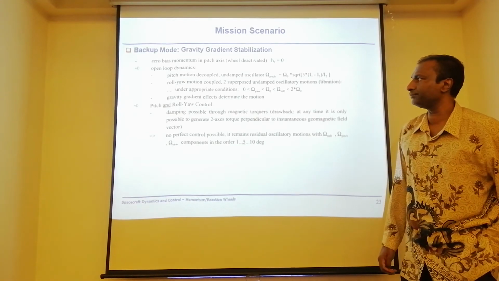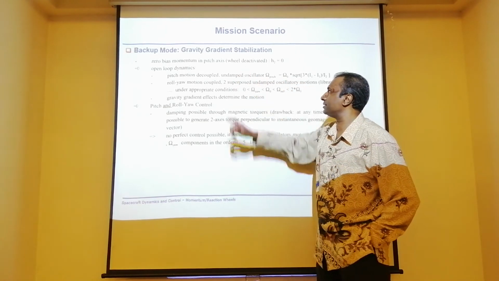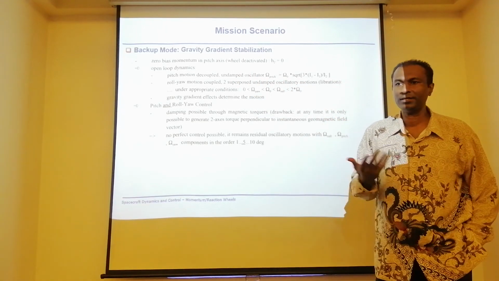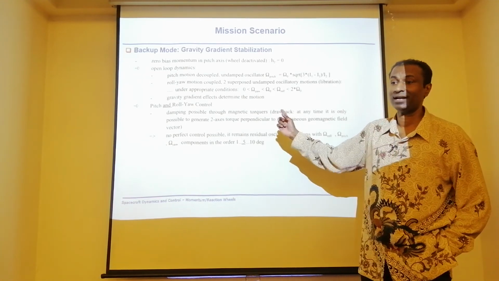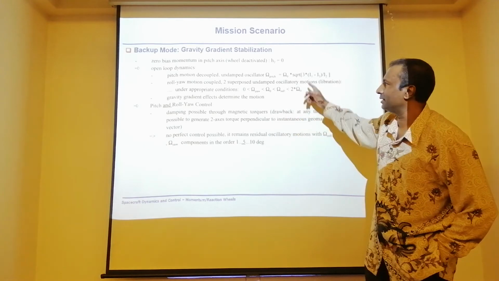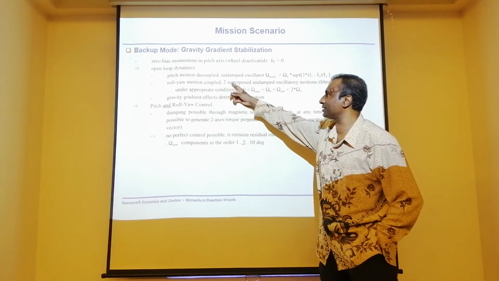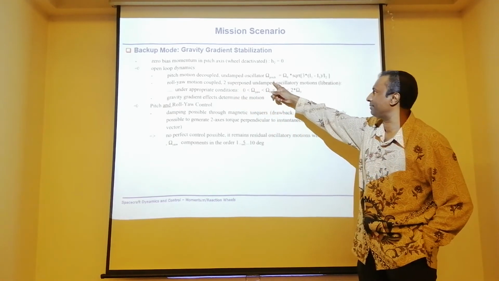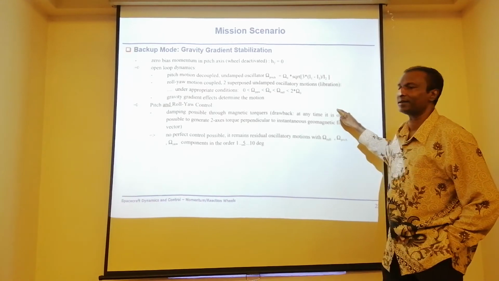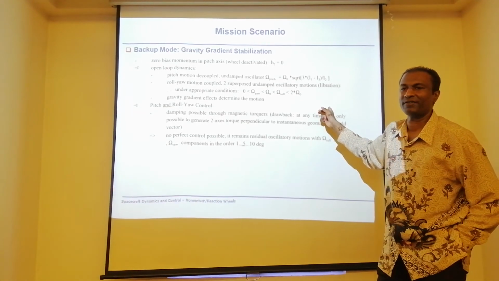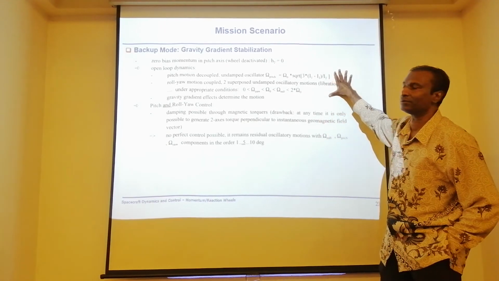Okay, the backup mode. The backup mode says that the wheel is deactivated, meaning the wheel is dead. There is no redundancy here. The wheel is dead. Open loop dynamics again will be decoupled. Pitch motion is decoupled, is undamped, and this goes back to your gravity gradient mode. We have covered this in chapter 4. Again, go back to gravity gradient stabilization.